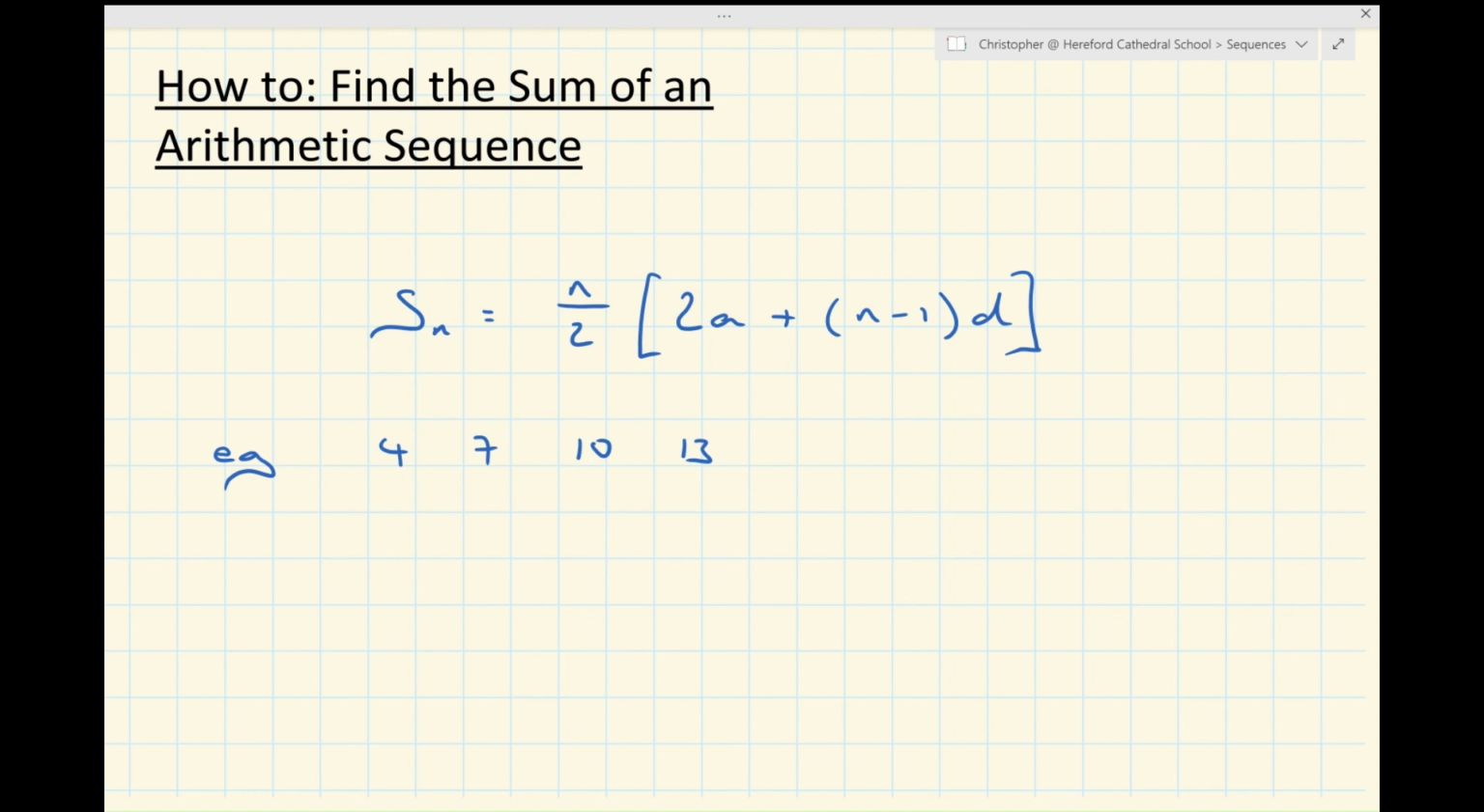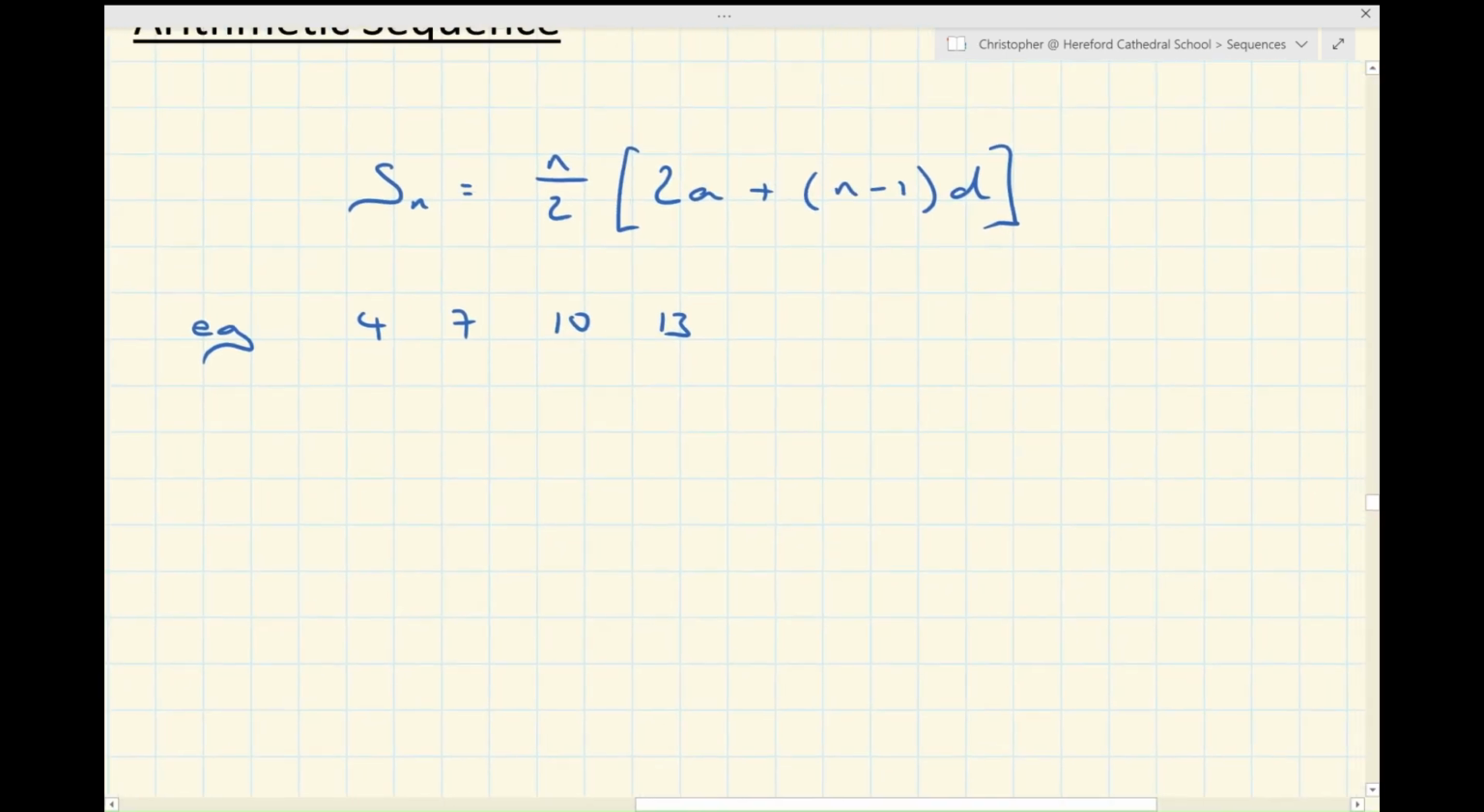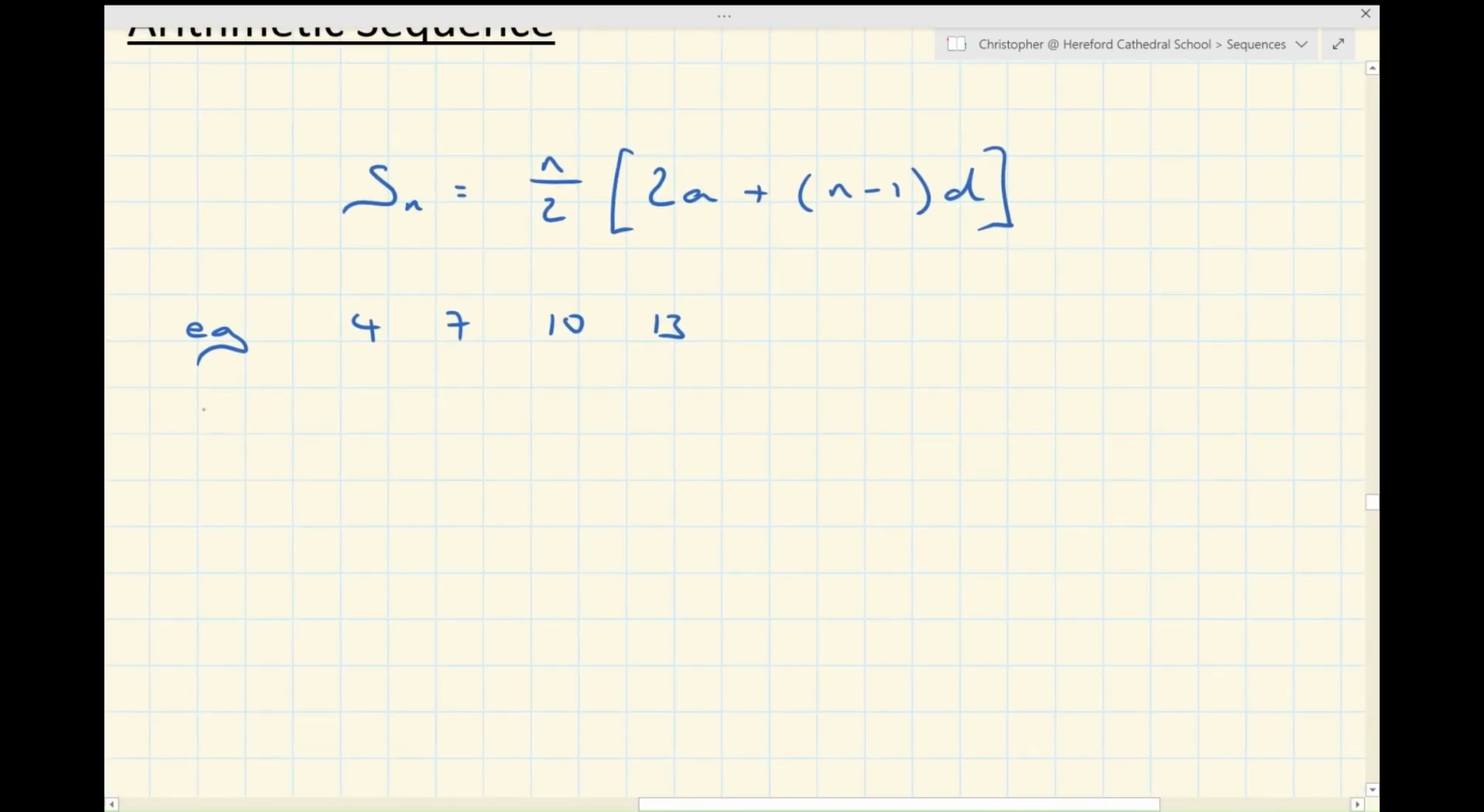Now, to find the sum of an arithmetic sequence, that might mean, for instance, finding the total of the first, should we say, 100 terms. So what I'm being asked to do is continue the sequence until I've got 100 terms, and then add up all those 100 numbers.